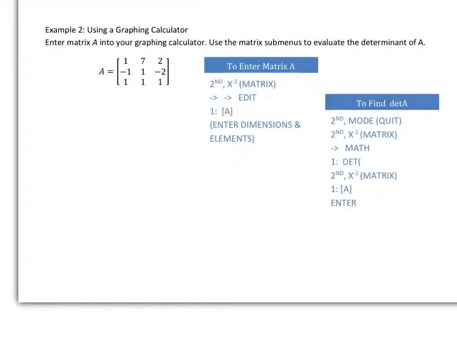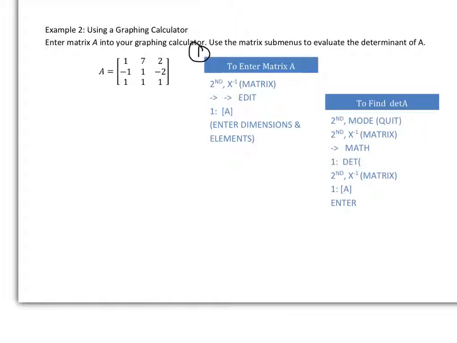Now the first thing you have to do is put this matrix A into the calculator. So that is all of these steps right here. So, everybody got your calculator out? Press second, and then x to the negative 1, which is right underneath math. And in blue it says matrix, and there's a whole matrix menu. Do you see that?